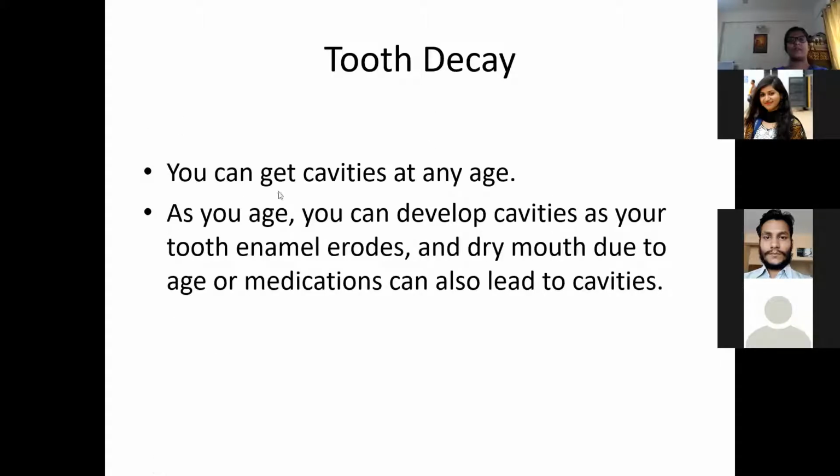So we can have cavities at any age. What happens as we age? Cavities develop because the tooth enamel erodes, and dry mouth can also happen due to age or medications. These are also some other reasons for cavities and tooth decay in the oral cavity. You can see how tooth decay looks, especially in small children. They have conditions called nursing bottle caries and different conditions leading to tooth decay.